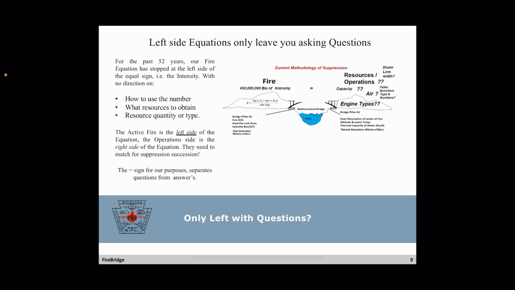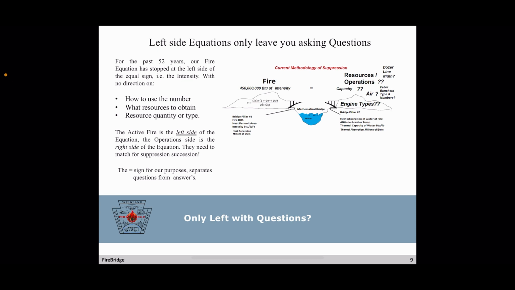The intensity gives no direction on how to use the number, what resource to obtain, or what resource quantity or type. The active fire is the left side of the equation. The operation side is the right side of the equation. So in other words, how many resources and what type is determined by the intensity, and there's a medium in between there, and that equal sign is basically the thermal capacity of water, which we're going to get to. So the equal sign for our purposes separates the questions from the answers.